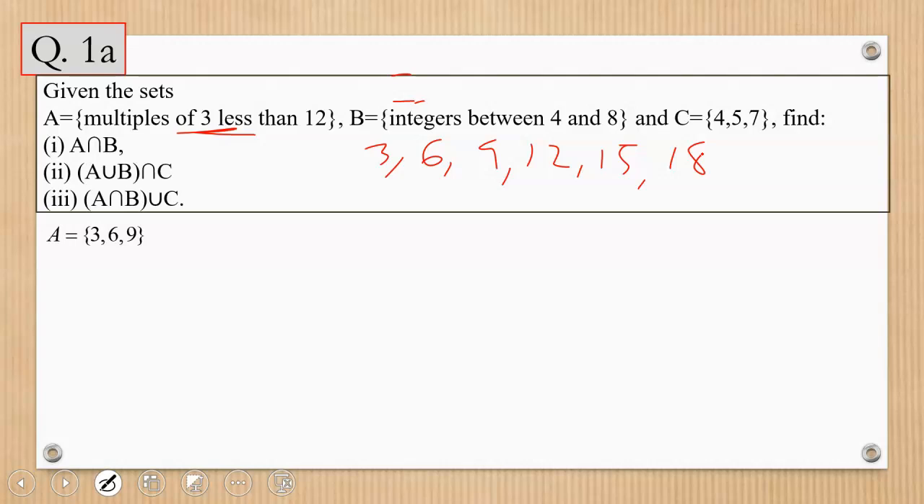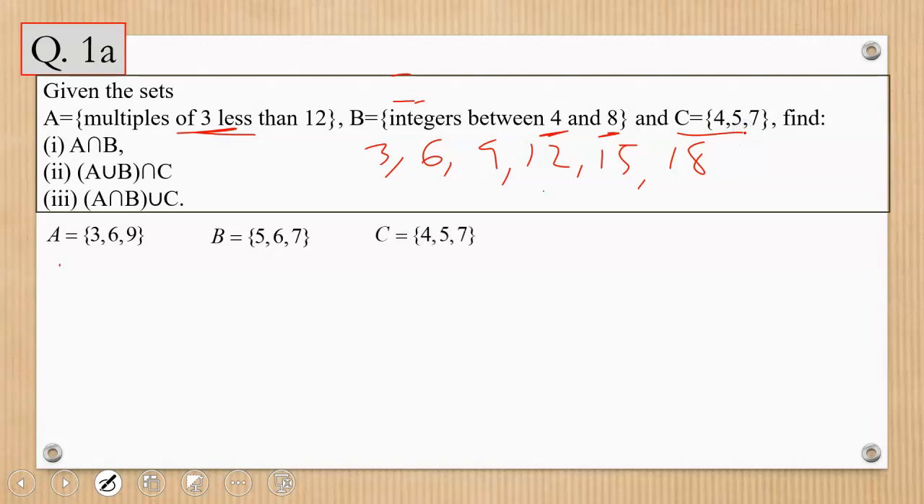Talk of integers, they are positive and negative whole numbers. But since we are talking about 4 and 8, then we are looking at the positive numbers between 4 and 8. And we're talking about between, that means we can't add 4 to it, we can't add 8 to it. And so our numbers become 5, 6, and 7. Then the last one is C, which has been given to us already, so just quote it down.